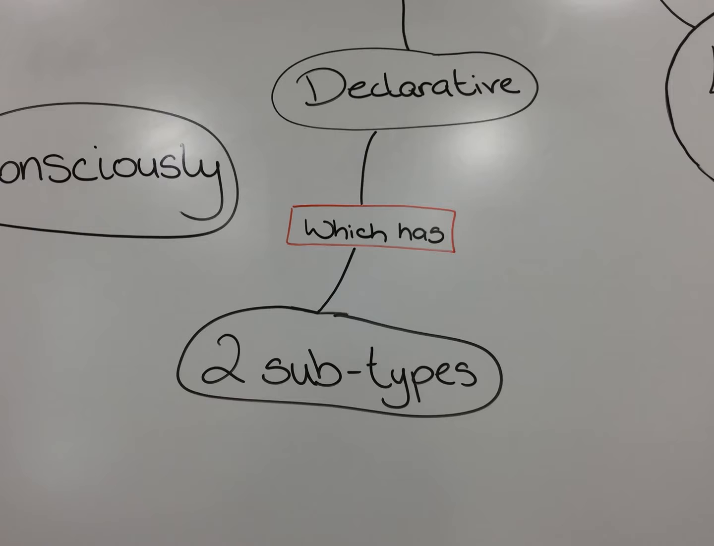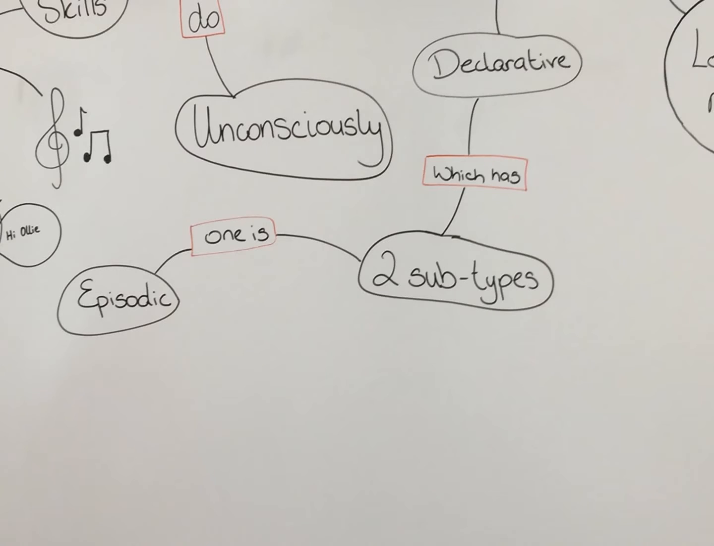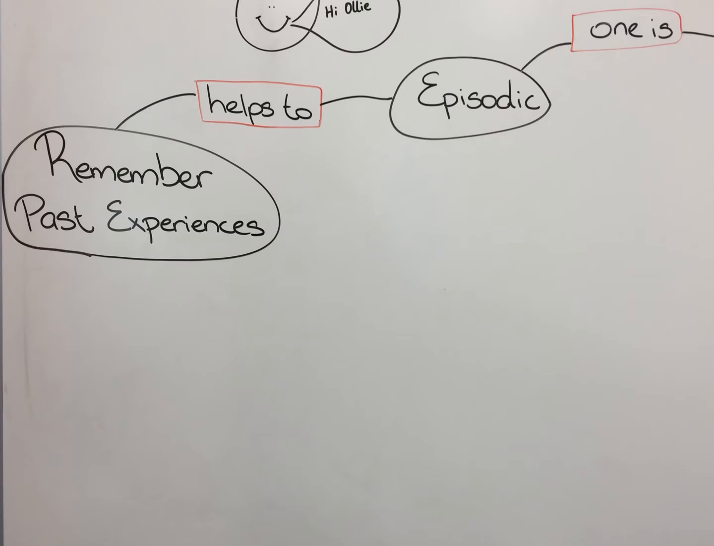Declarative can be further divided into 2 subtypes. The first subtype is episodic memory. Episodic memory is a neurocognitive brain-mind system, uniquely different from other memory systems, that enables us to remember past experiences.